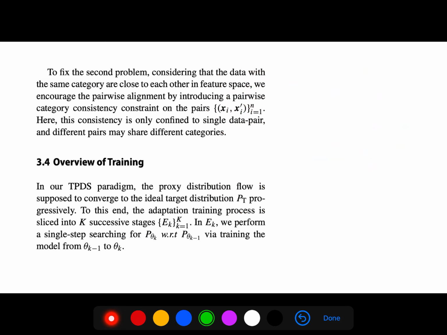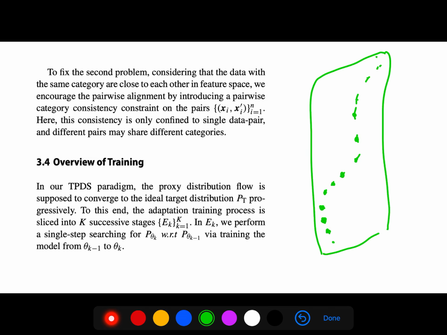So the proxy distribution flow is supposed to converge to the ideal target distribution progressively. It's like a path. At each time, we move just a little bit from one distribution to another distribution. And don't forget that these points are points in a metric space. It's not Euclidean, it's a metric space. So you need functional analysis to understand it. You need topology over functions.